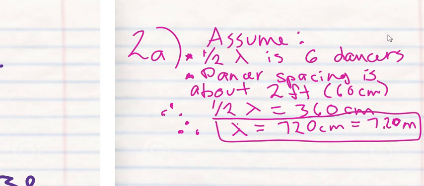Okay, so this is what you should have on your paper for that. Write your assumptions. So assume 1/2 of the wavelength is 6 dancers. Dancer spacing is about 2 feet, 60 centimeters. So therefore, half of your wavelength, lambda, is 360 centimeters. Therefore, your wavelength, which would be 2 halves, is 720 centimeters, and that's 7.2 meters.